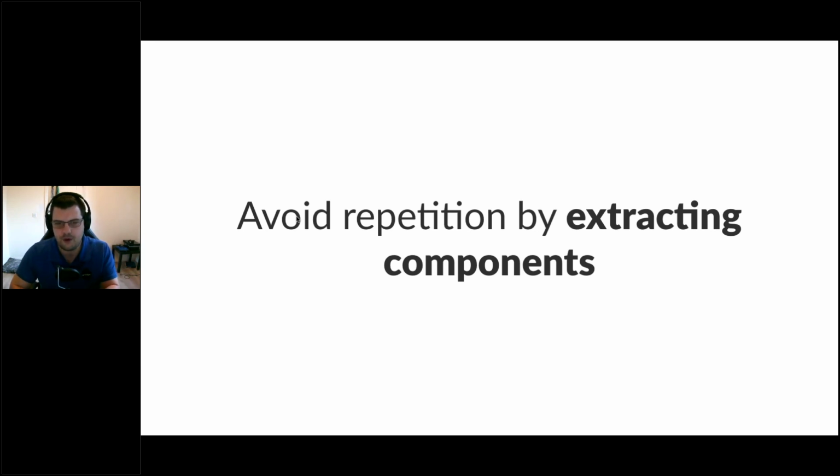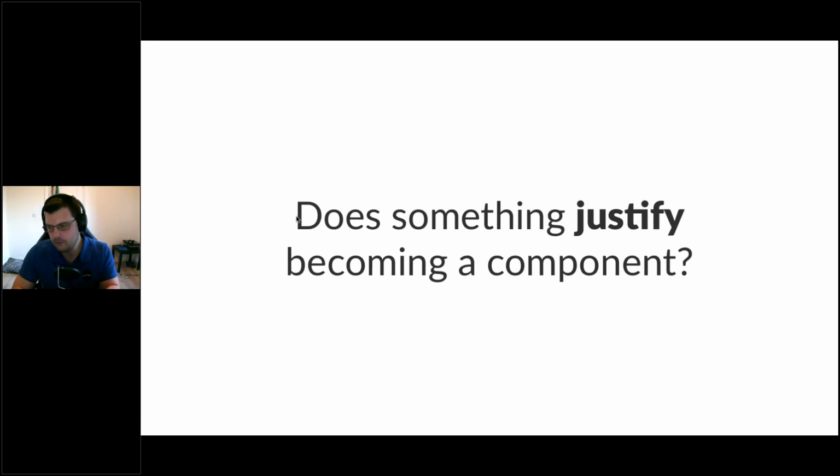Tailwind advocates for avoiding repetition by extracting components, particularly HTML or JavaScript components, so Drupal partials or WordPress template parts or Blade components or Twig components. The interesting thing this does is it makes you think: does something justify becoming a component? If you've got a navbar, for example, you've only got one navbar, so you don't need to extract a component for that, unless it's for some sort of readability reason. It avoids prematurely abstracting everything out into components.